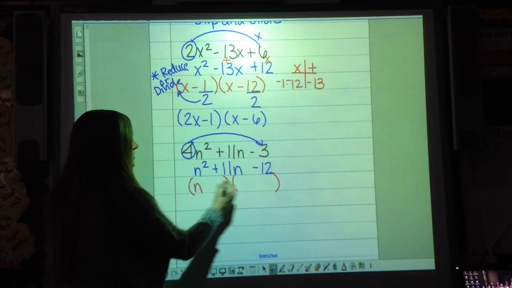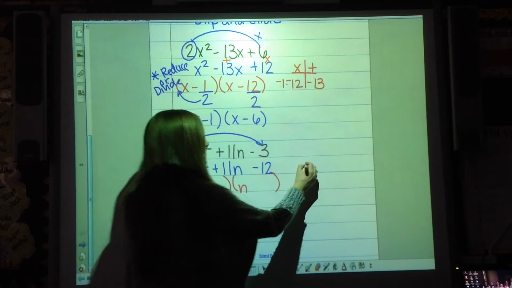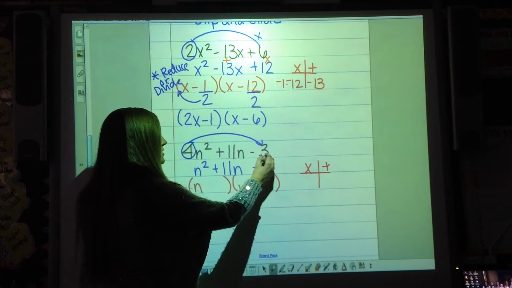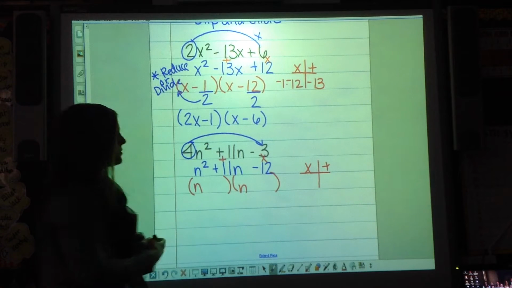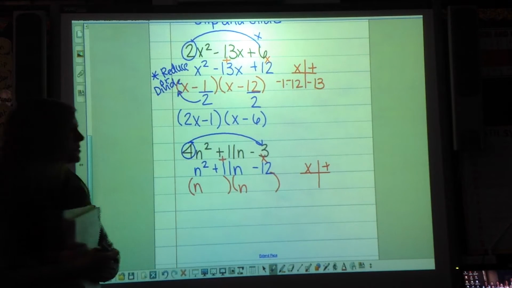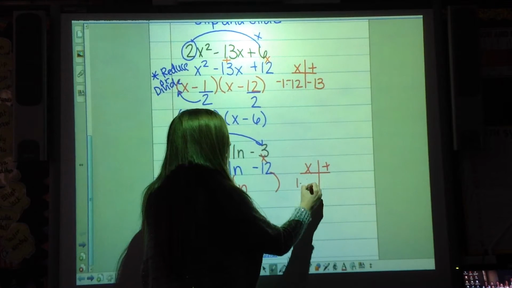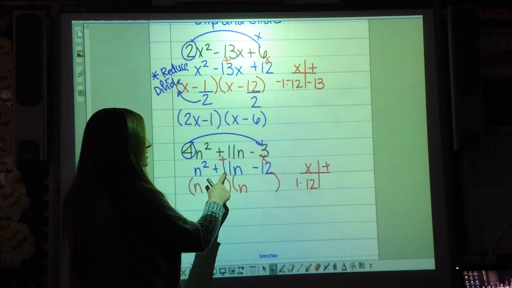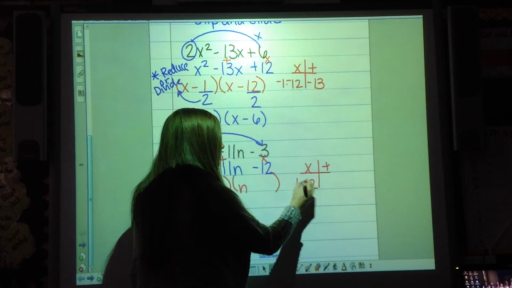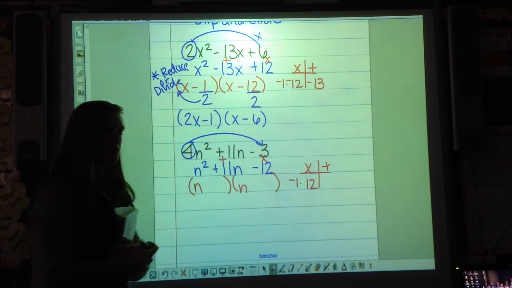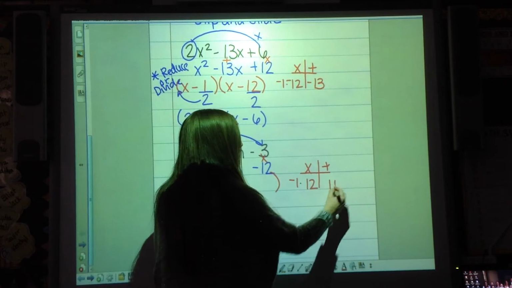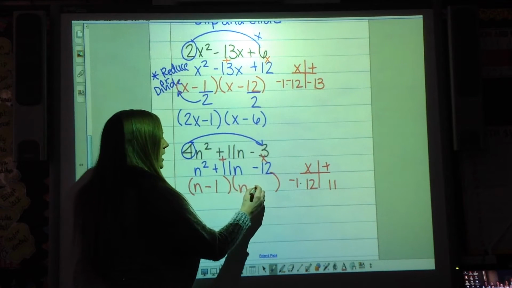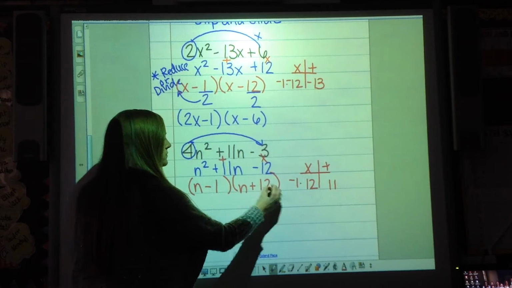N times n gets us the first term. To get the second term, I'm going to organize my thoughts. I want to multiply to be negative 12, but add to be 11. So I'm thinking the factors of 12 could be 1 times 12. I want a negative 12, so one of these has to be negative, and this needs to be positive. So the bigger number is going to be positive, and the smaller number is going to be negative. That's going to get us a positive 11. So n minus 1 and my plus 12.